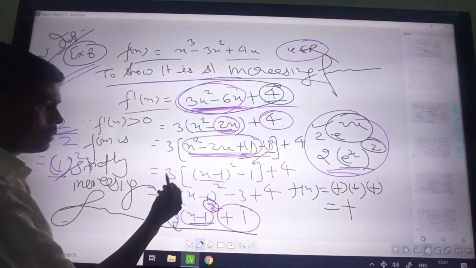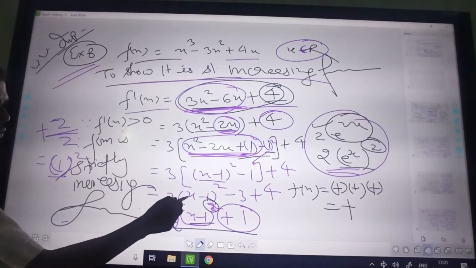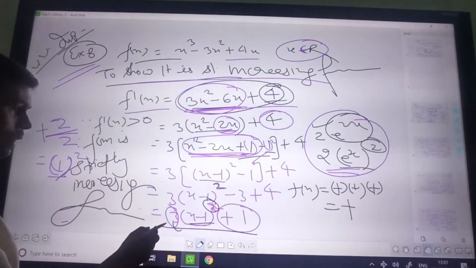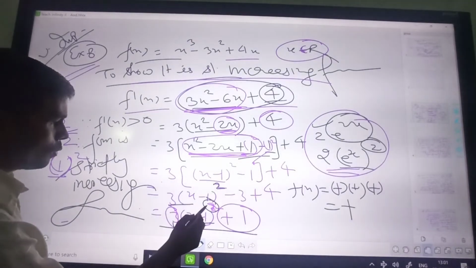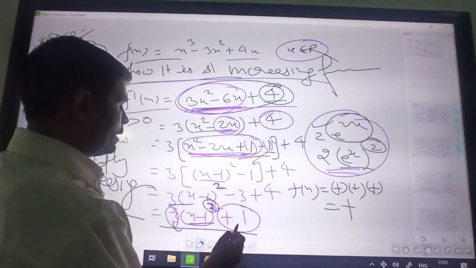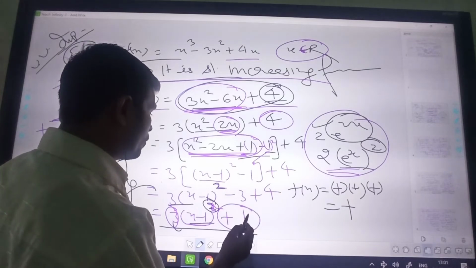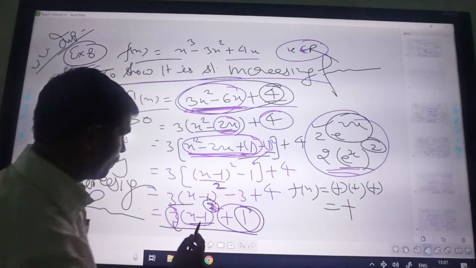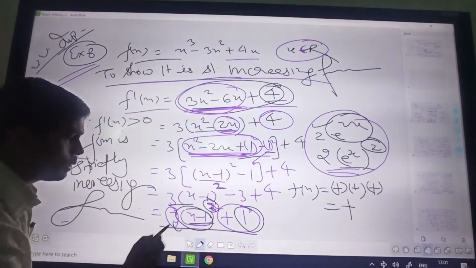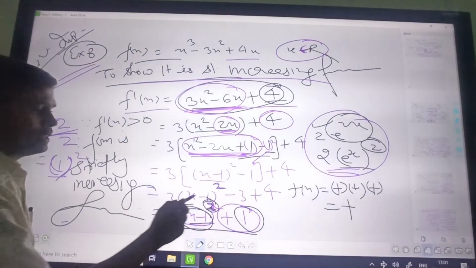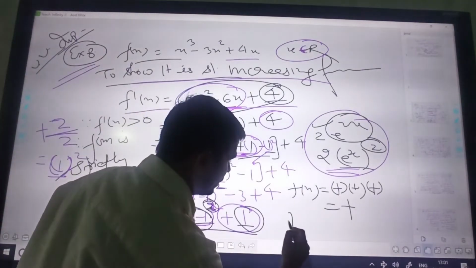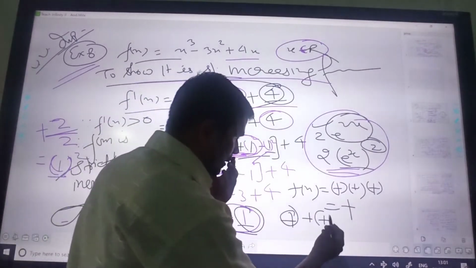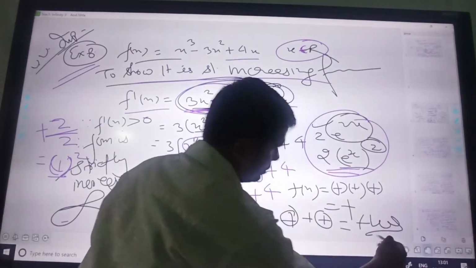plus 4. Again you can multiply inside this bracket, that is 3 into x minus 1 whole square minus 3 plus 4. This gives us 3 remains as it is, x minus 1 whole square plus minus 3 plus 4, that is equal to plus 1. Just like the previous question, this term will always be positive because its power is 2. If we add a positive term with a positive term, it will always give a positive value.